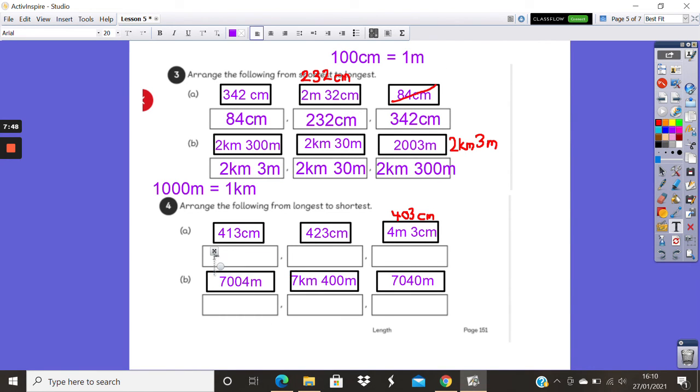And then we need to put them longest to shortest this time. So we're going to look at the hundreds. If our hundreds are the same, move to the tens, which would give us 423 centimetres as the longest, followed by 413 centimetres, with 403 centimetres being the shortest. Okay, let's see if you can do B. Convert all the measurements into the same, so metres or kilometres, whichever is easier for you, and then put them longest to shortest. Pause this video while you do that.